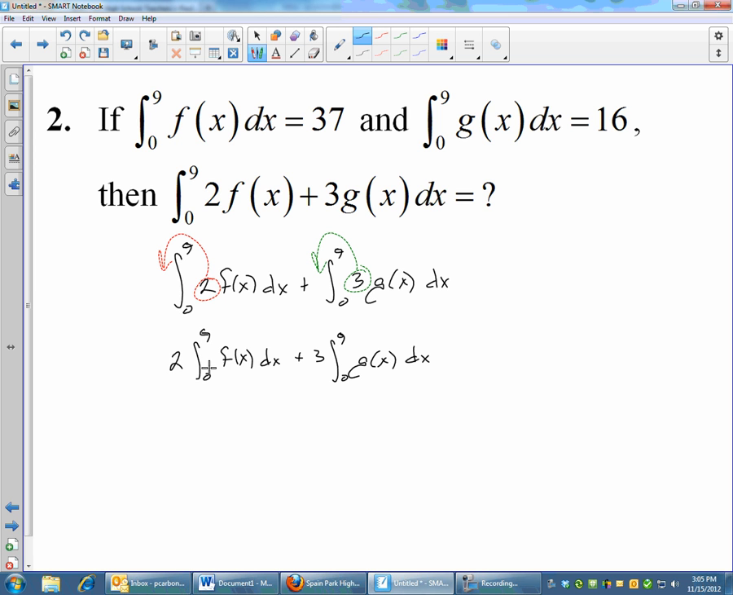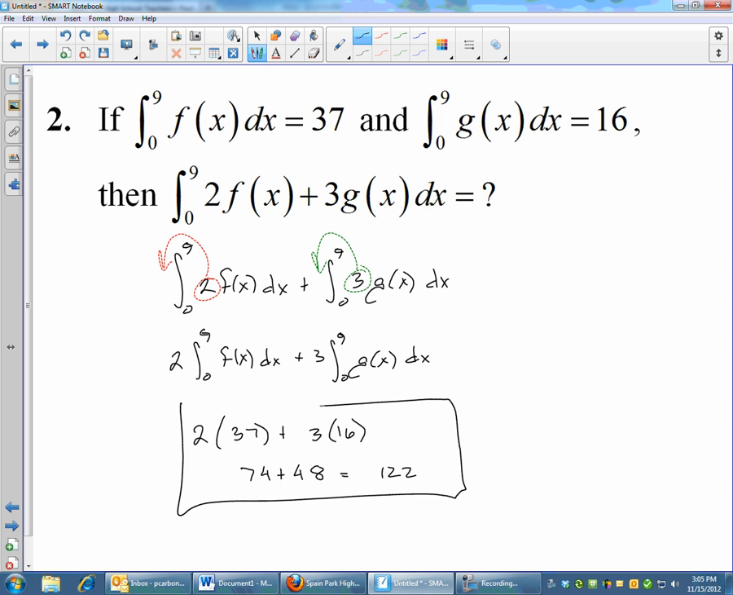And the areas from 0 to 9 of each function were given. So that's 2 times f of x. The area under that is 37, plus 3 times the area under g, which is 16, which is what, 74 plus 48? This is dangerous. I'm going to do this in my head. 122. Woo, that's scary. I think I'm right.